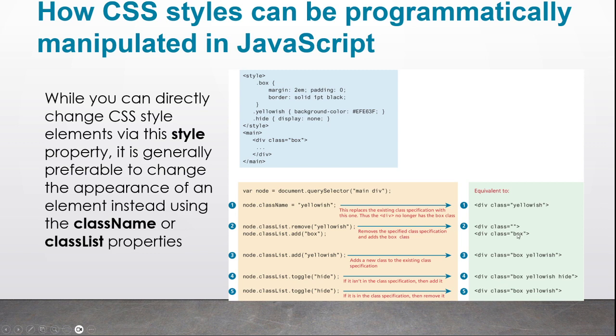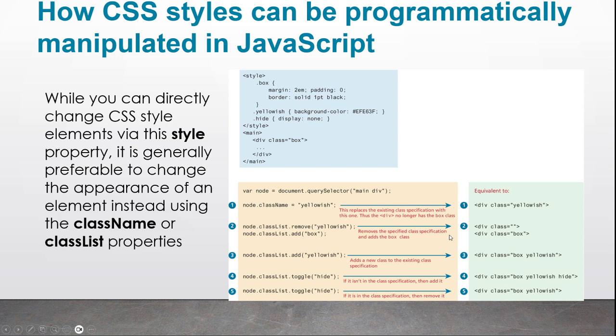But if we already have box there, and we don't want to replace it, we want to keep that first one, but we want to add another one to it. Well, we're not going to use class name. We're going to use class list add. And that adds it on. It's called appending, but it adds it on to the last thing of it, right? So that's what it's done here. Node.classList.add yellowish. So now we have a class list, or classes, of box and yellowish.